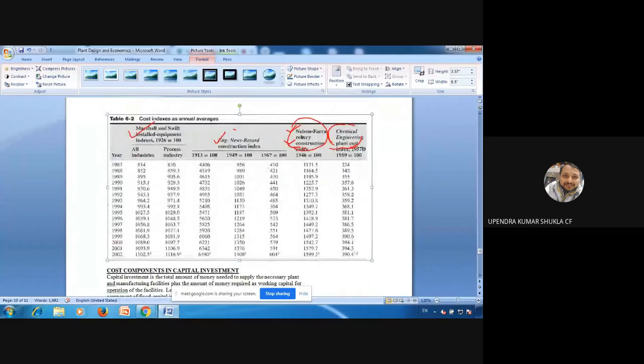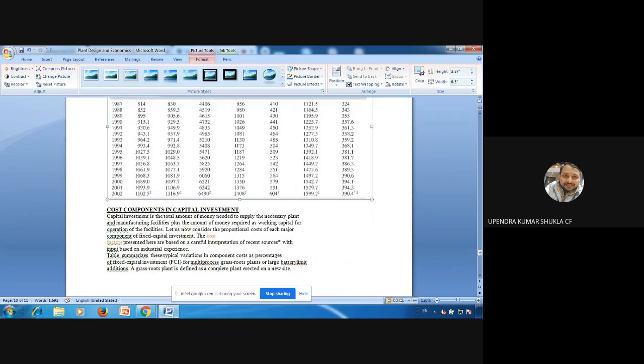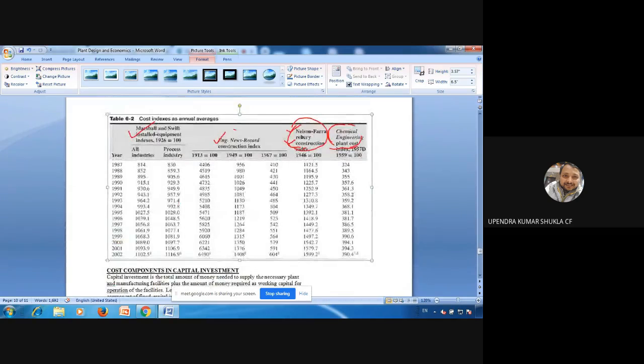You will look into this data, you need not remember it. It will be given to you, or you can search on the net as per your requirement once the task is given to you. In cost estimation, you will find the cost indexes and you can calculate the present cost based on cost indexes.